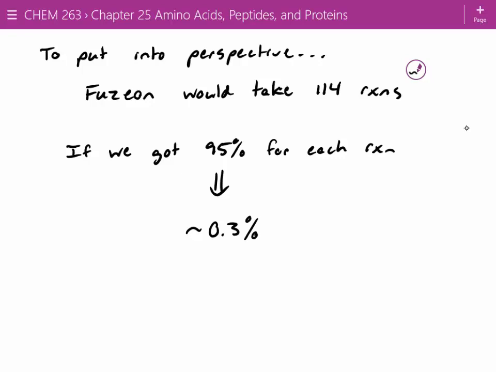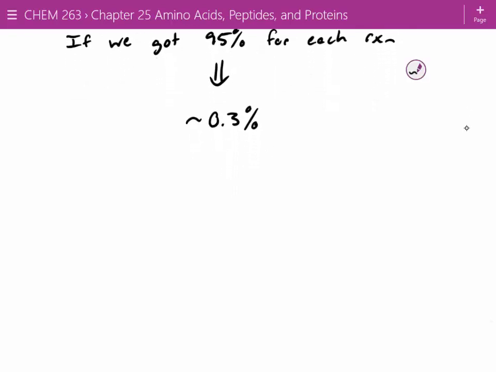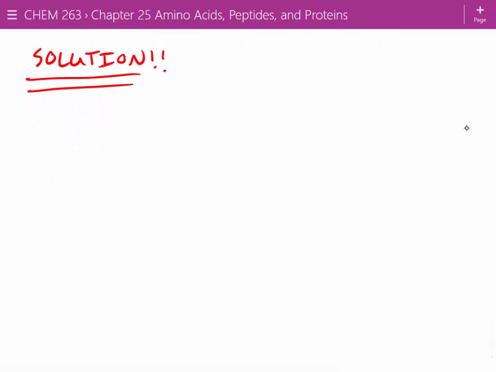Wow. So you'd have to start out with a metric ton of this stuff in order to get a dosage that would work for a group of patients. And so this was a very, very big problem. And so the last solution that we have, I'm going to do this in red and give it multiple exclamation points, because this is really how chemists do it now. It's called solid phase peptide synthesis.